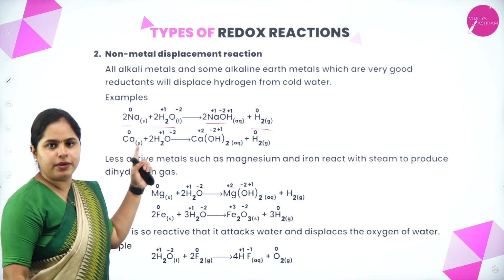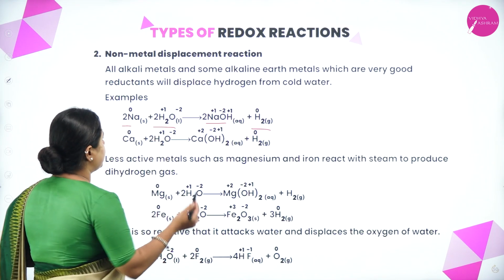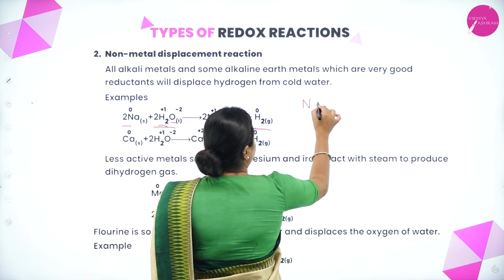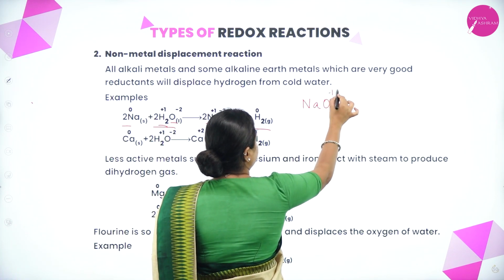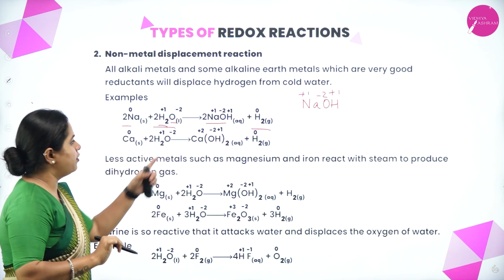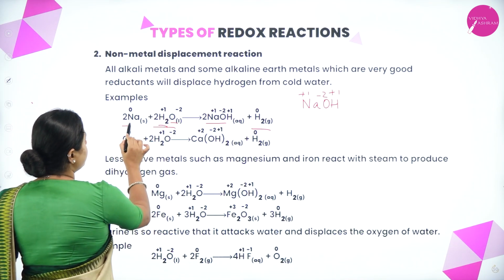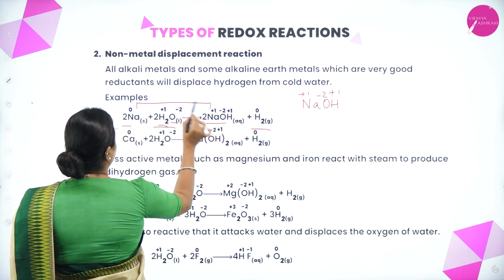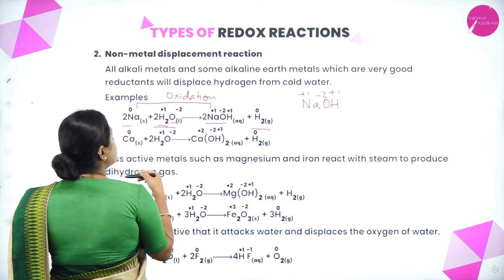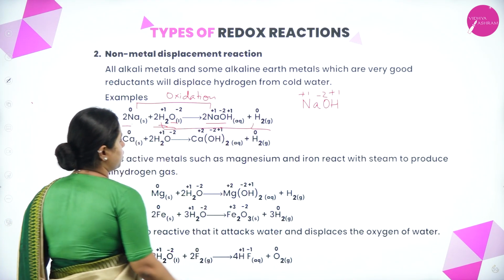So sodium in elementary state is 0. For water we have already discussed it many times. Oxygen is -2, hydrogen will be +1. And for sodium hydroxide, hydrogen will be in +1 state, oxygen -2, sodium +1 state. Right. And for hydrogen again it is in elementary state, so it will be 0. So sodium from 0 has increased to +1. So sodium is undergoing oxidation. And what about hydrogen from +1? It has reduced to 0. So it is undergoing reduction.